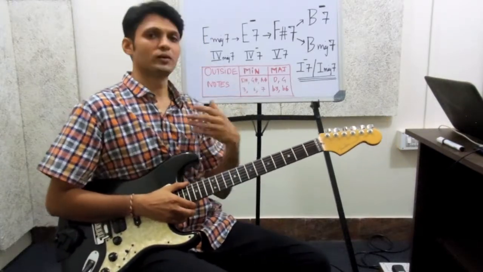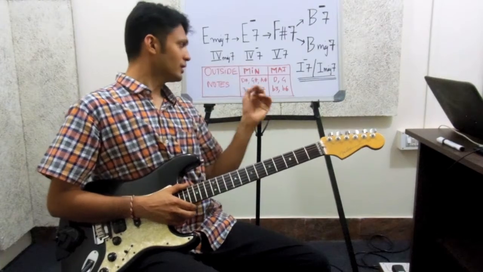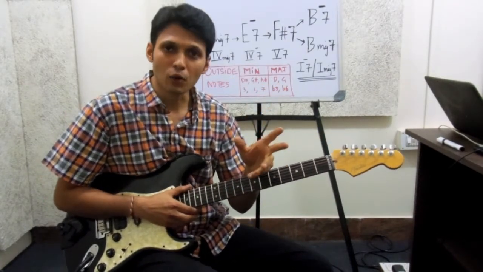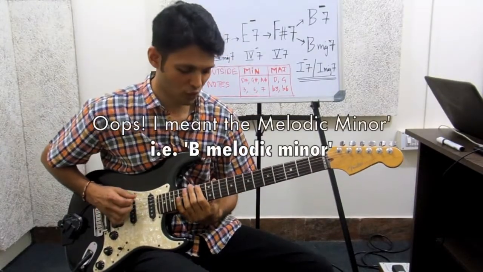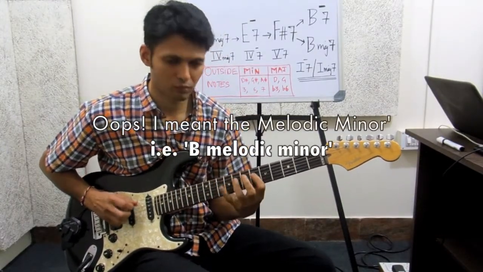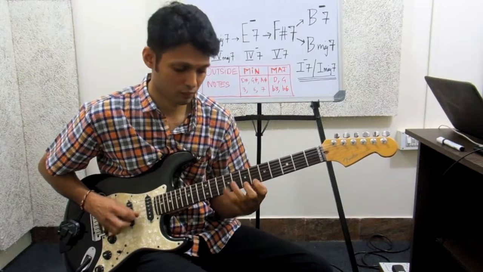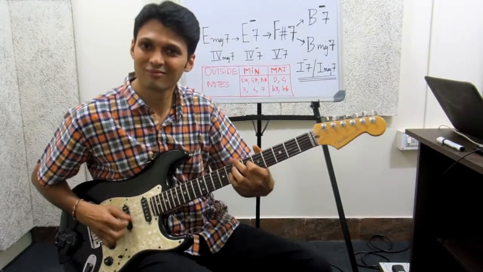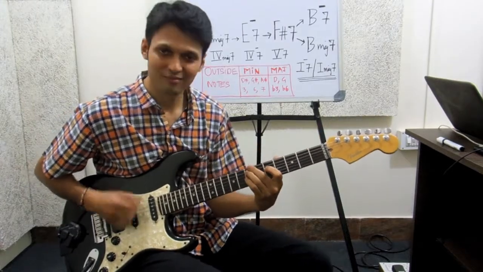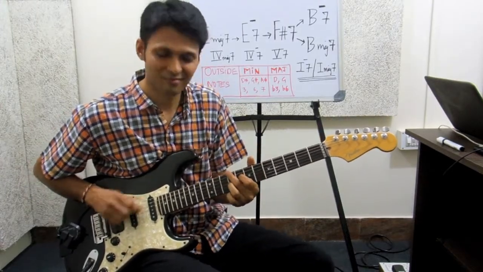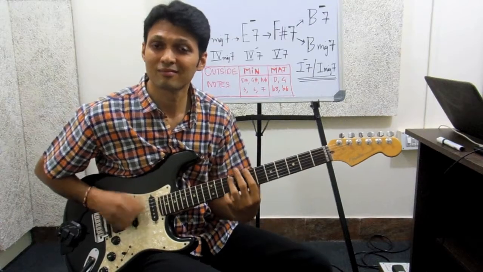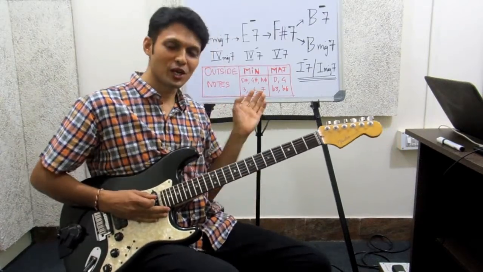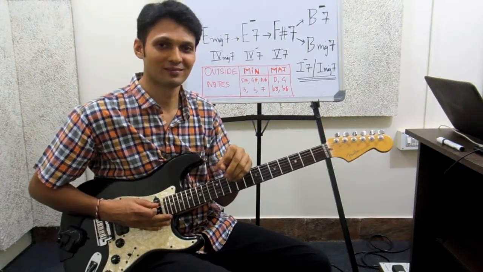Now while we can technically say that G sharp and A sharp can be considered as a part of the harmonic minor key. Let's hear 1, 2, 3, 4. Even so, the D sharp still happens to be the outside note.